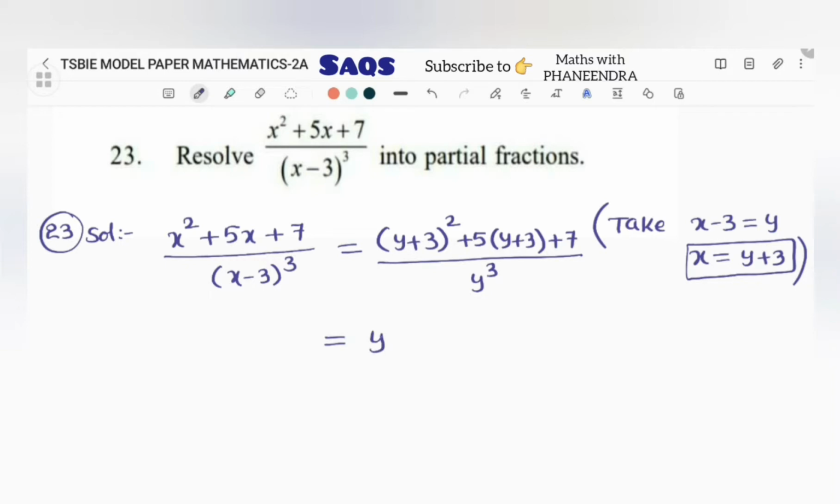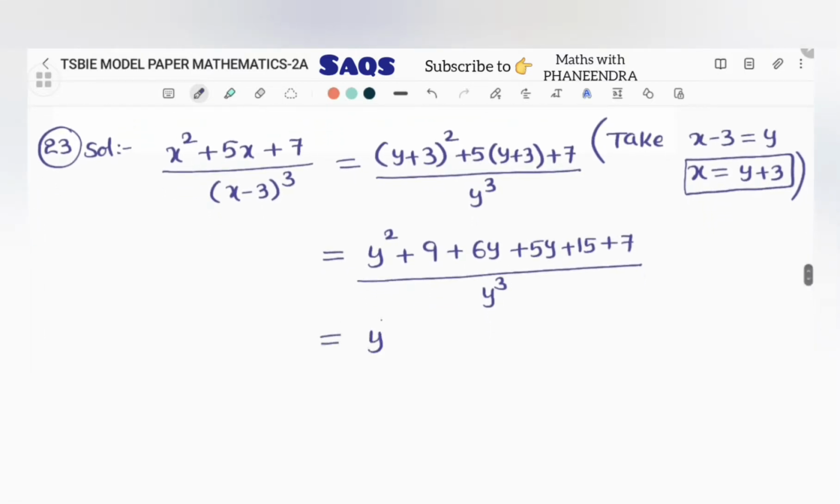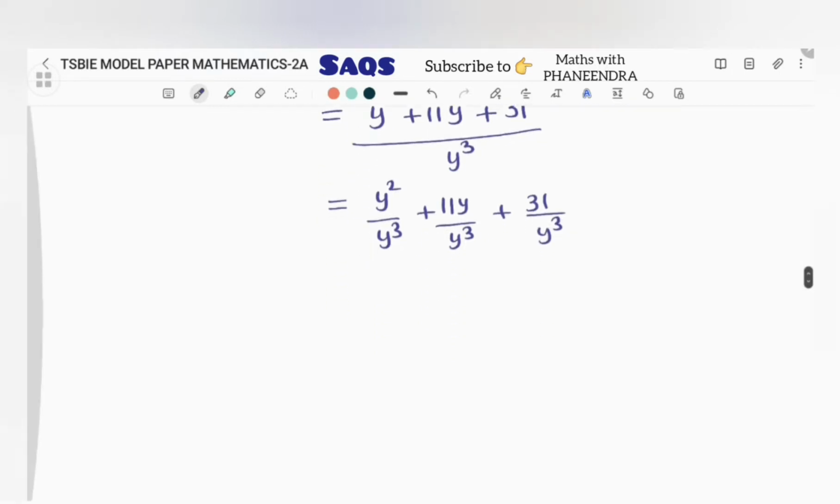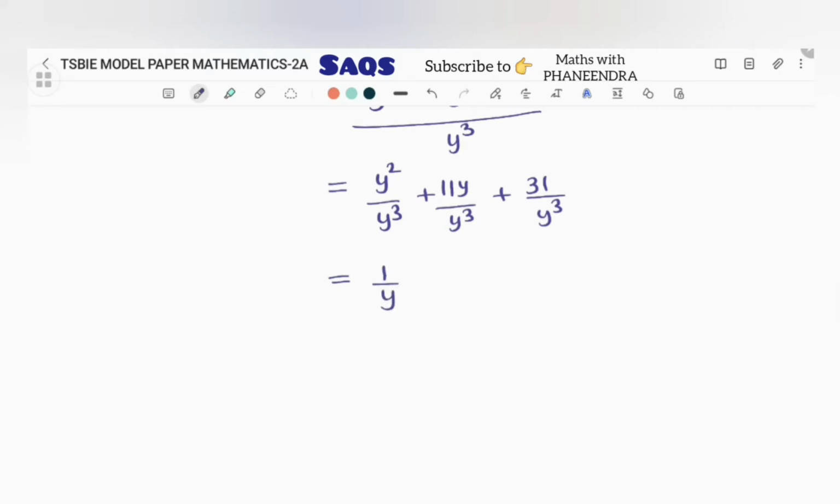So the numerator you have to expand. y square plus 3 square means 9 plus 2 into y into 3, so 6y, plus 5y plus 15 plus 7, divided by y cube. So first y square, 6y plus 5y is 11y, plus 15 plus 7 is 22, 22 plus 9 is 31, divided by y cube. Now split into terms: y square by y cube plus 11y by y cube plus 31 by y cube, which is equal to, y square cancels, 1 by y plus 11 by y square plus 31 by y cube.